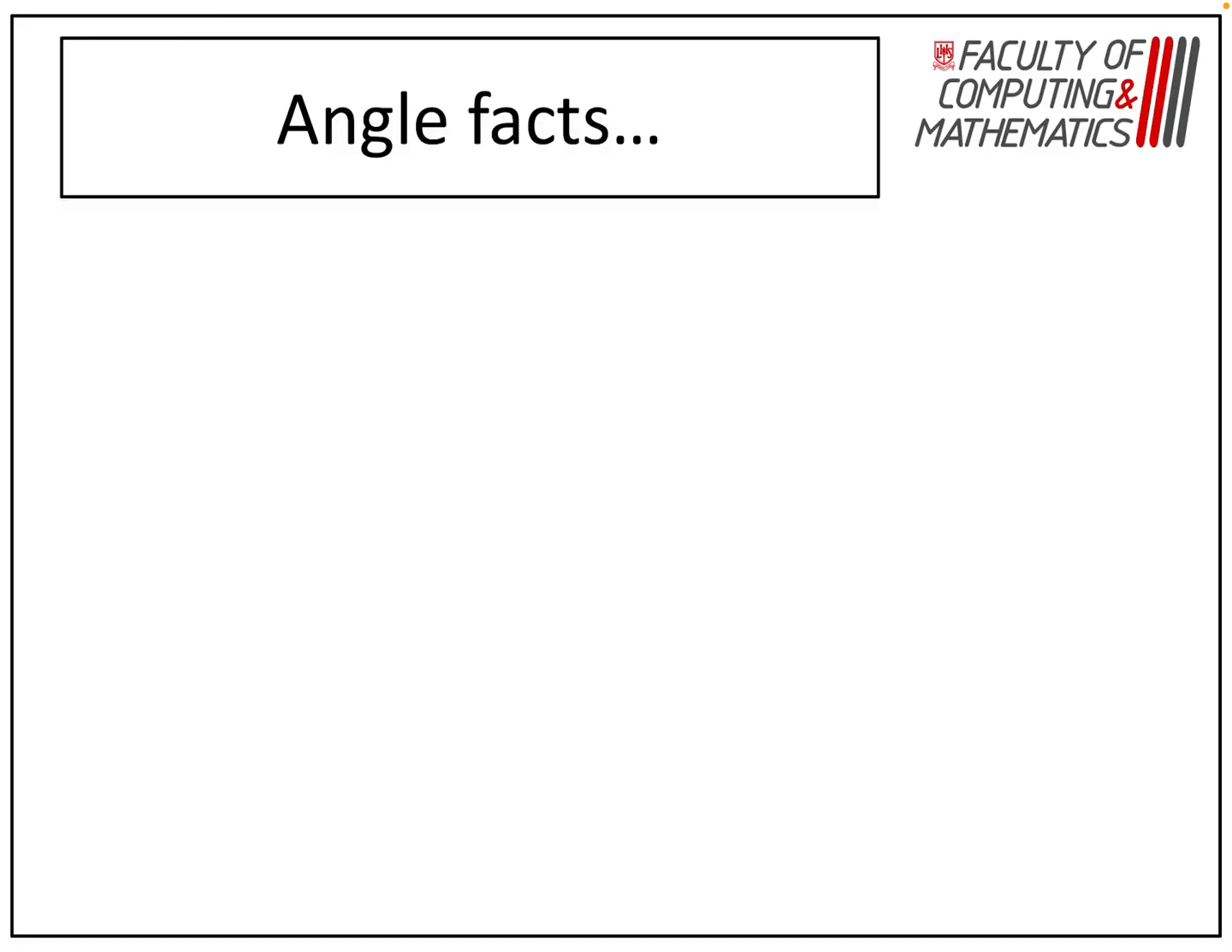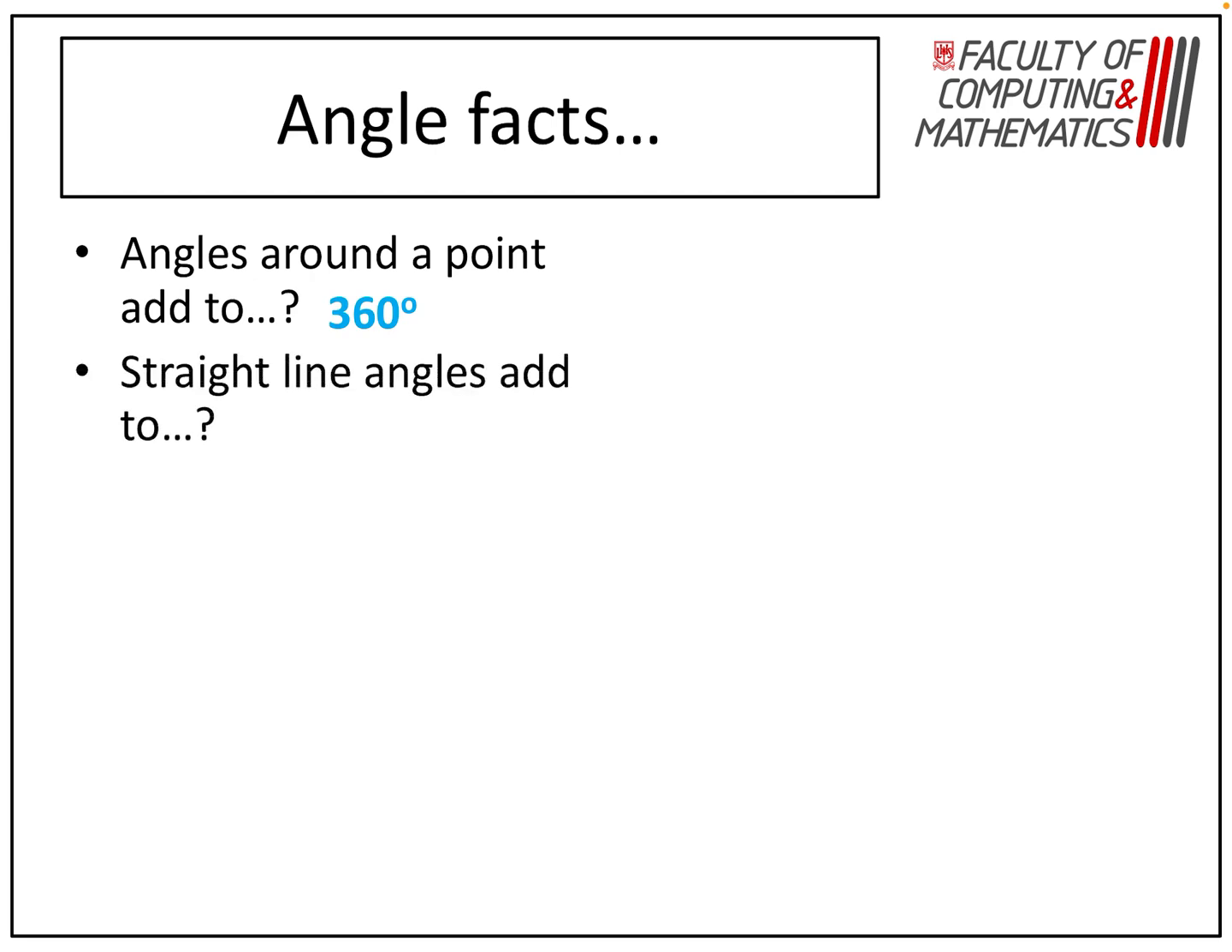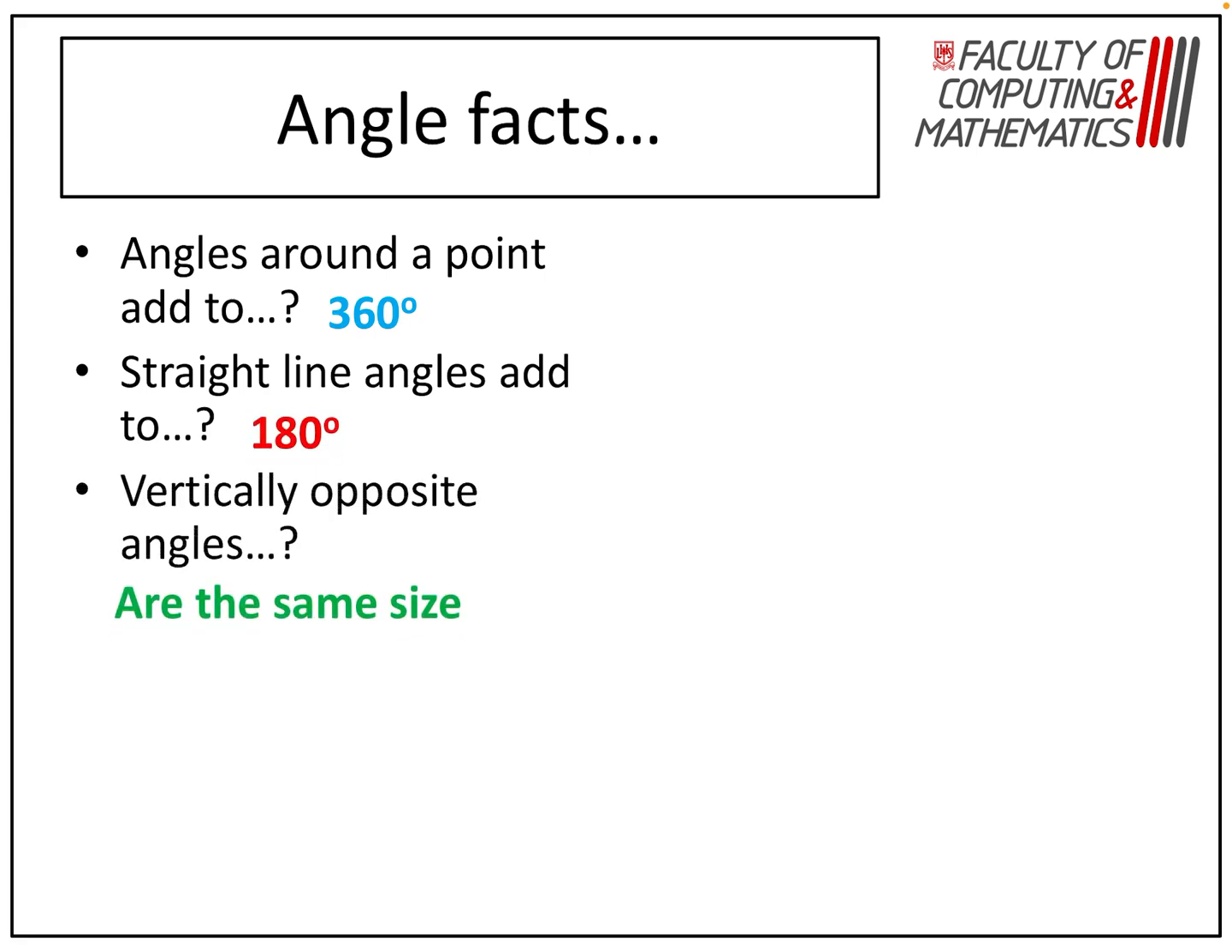Let's have a look at some angle facts that you will already know. Angles around a point add up to 360 degrees. We only use exact angles, so we're not talking acute angles, obtuse angles, etc. It has to be exact. Straight lines add up to 180 degrees. Vertically opposite angles are exactly the same, so they'd be in a cross.